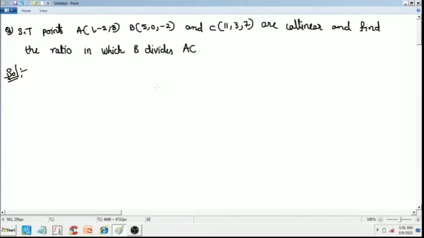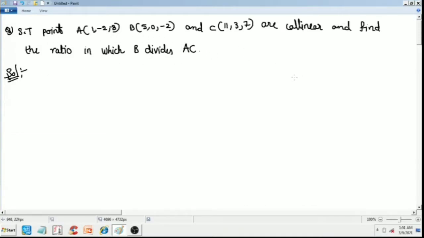Hello guys, in this video we are going to discuss important problems of vectors. This is the last video of vectors. Okay, now let us see here. Show that the points are collinear. Find the ratio in which B divides AC.